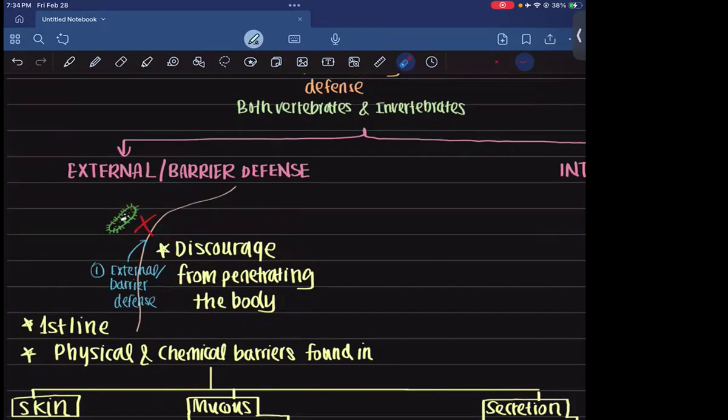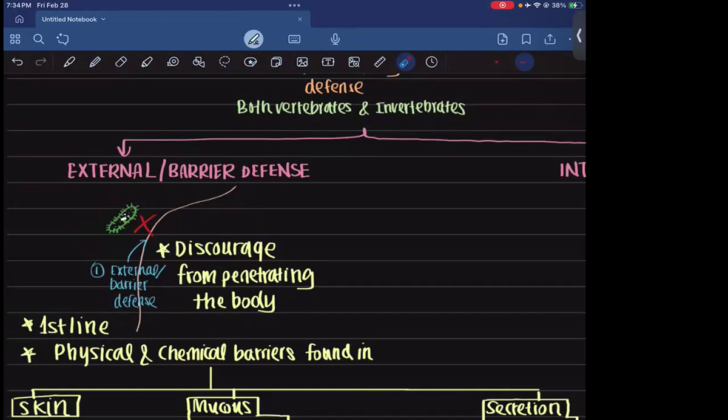So this is not a definition, this is what is going to happen in external barrier defense. Just try to imagine a story. A bacteria is trying to enter the body. First of all, it will encounter the external barrier defense. And then what will happen? The external barrier defenses will prevent the bacteria or pathogen from penetrating into the body. It's trying to enter and you're blocking it. So gates are closed. This is the first line of defense, the first type of defense a particular pathogen is going to encounter in your body.